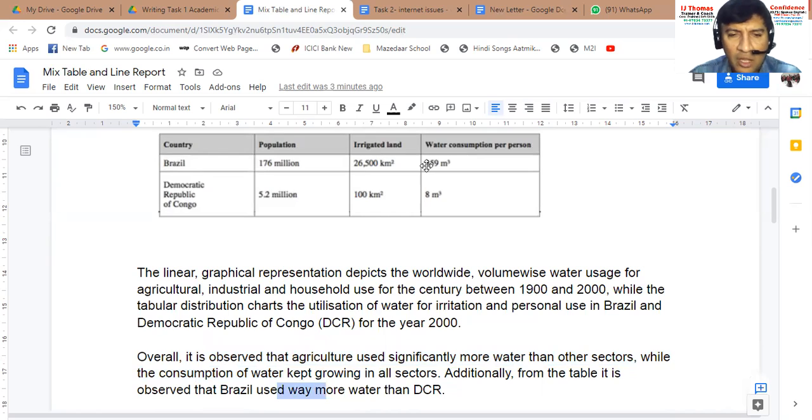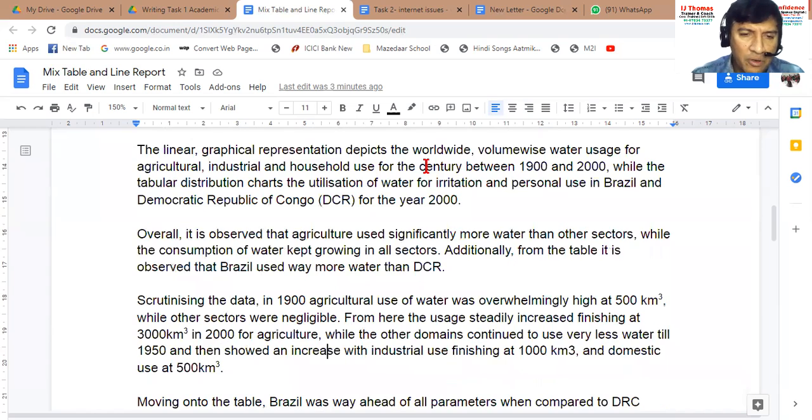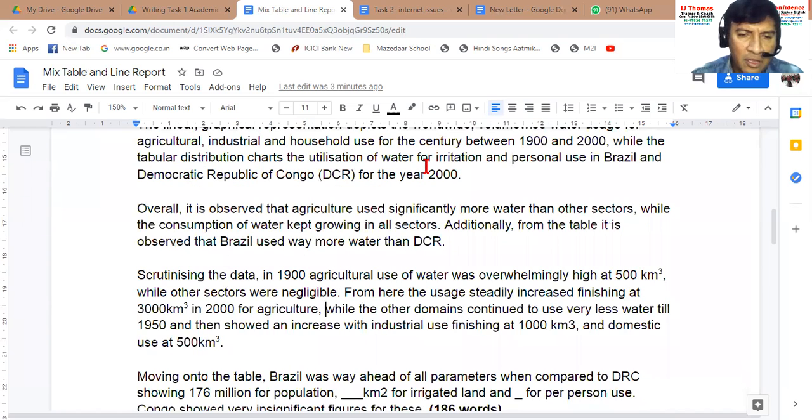This is called contrasting language. Contrasting language will get you high scores for IELTS. Okay, way more water than this year. You can say more water, but when you say way more, you're really contrasting, you're emphasizing the contrast.